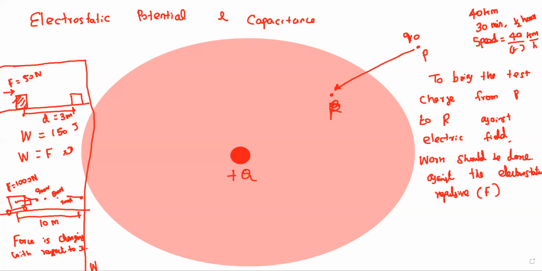So it is 1 by 2. So now what is the answer? If you divide 40 by 1 by 2, 80 kilometer per hour. So this is the speed of your travel.